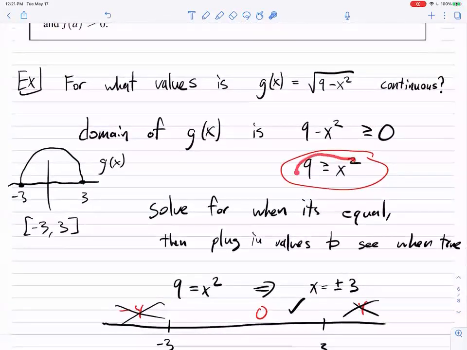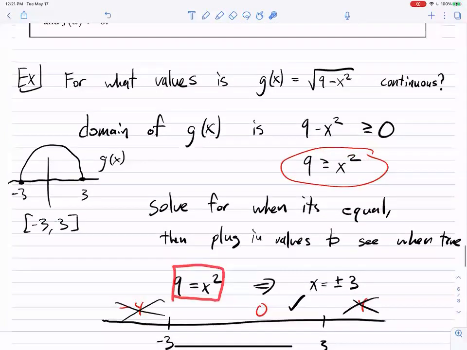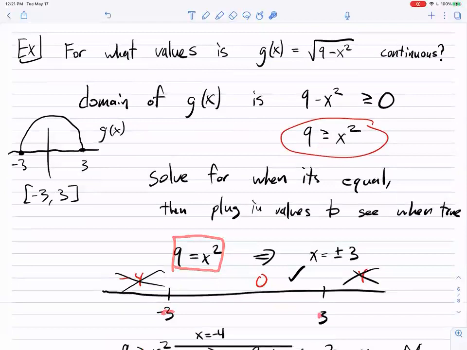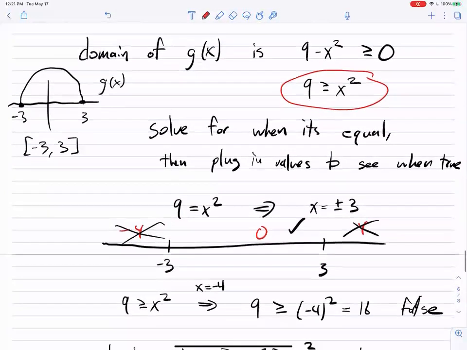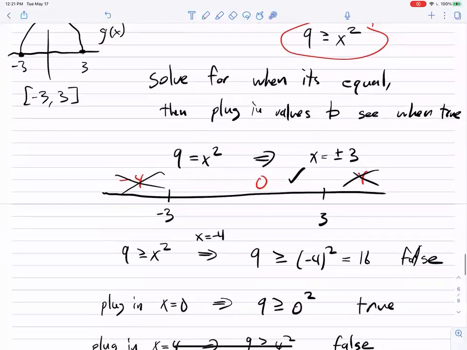So if I want to figure out when x squared is less than or equal to 9, well, that's when I've solved for the equality, so 9 equals x squared. So -3 and 3 are going to be the two values I'm going to add on my little number line. And then I'm going to pick test values to see what makes this inequality true. If you plug in -4 and square it, it equals 16.